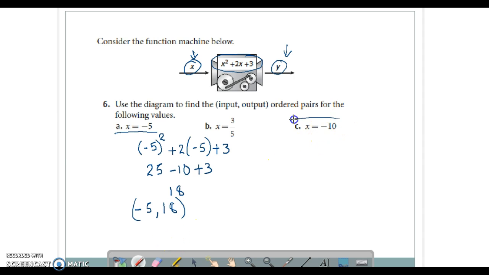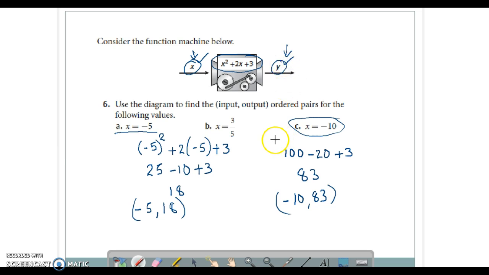We could plug the same value in here. Say, -10. -10 squared is 100. 2 times -10 is -20. Add 3, and we get 83. So when x is -10, y is 83. And so by putting in a value for x, we're able to generate a value for y. And that's all a function is.